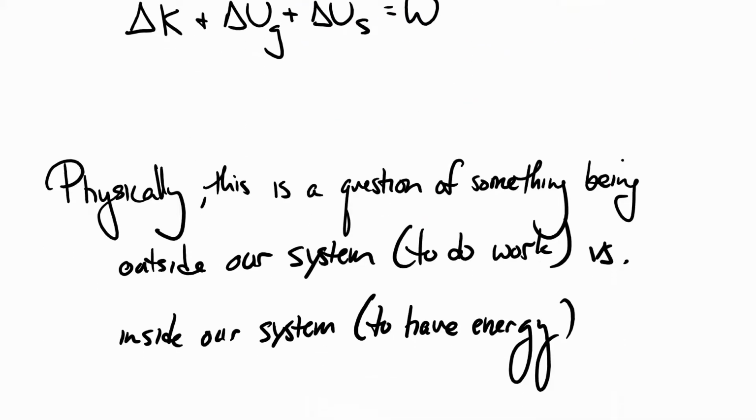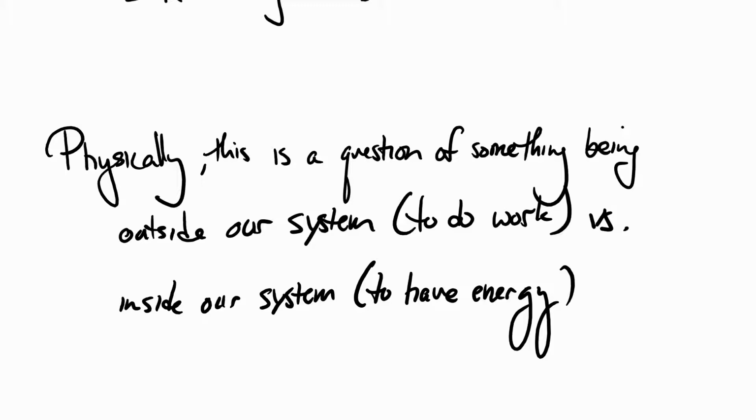Physically, this is really just a question of something being outside of our system and thus able to do work, versus inside of our system in order to have an energy in our system. That minus sign is basically allowing us to switch from inside to outside. It's a matter of perspective.